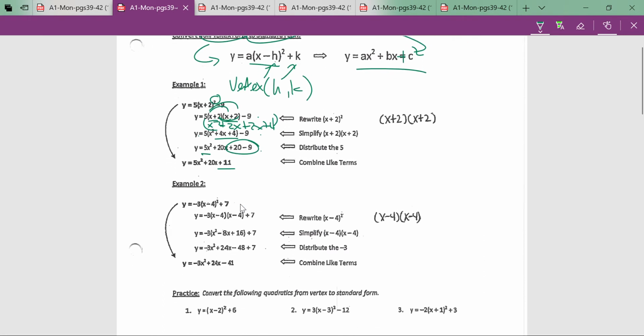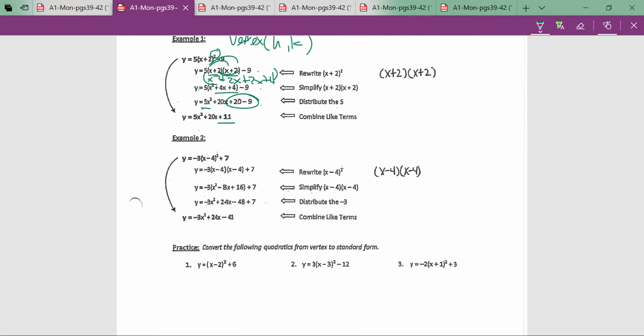Our next example, same thing. Whatever's inside the parentheses, x minus 4, you write it twice. You do FOIL: x times x is x squared, x times negative 4 is negative 4x. Then negative 4 times x is negative 4x, and negative 4 times negative 4 is positive 16. The negative 4x and the negative 4x combine to give us that negative 8x. But we still keep it in parentheses because we have that negative 3 in the front, and that needs to be distributed in.